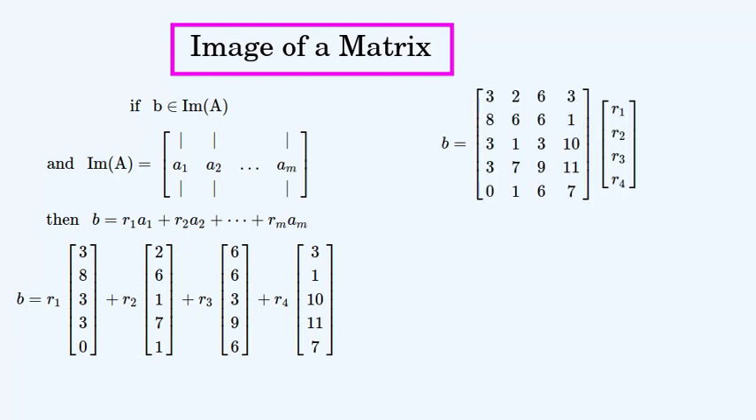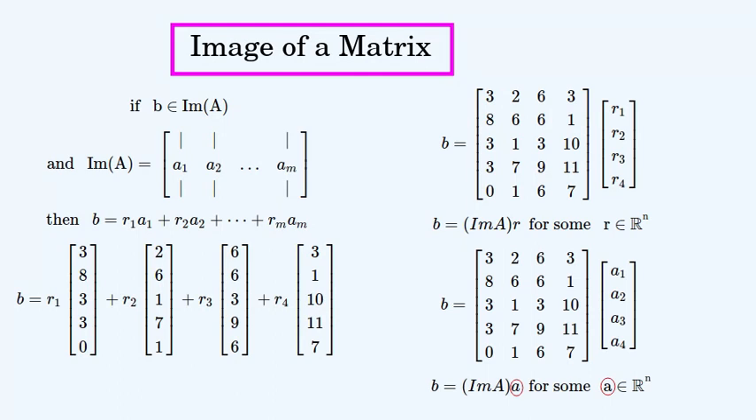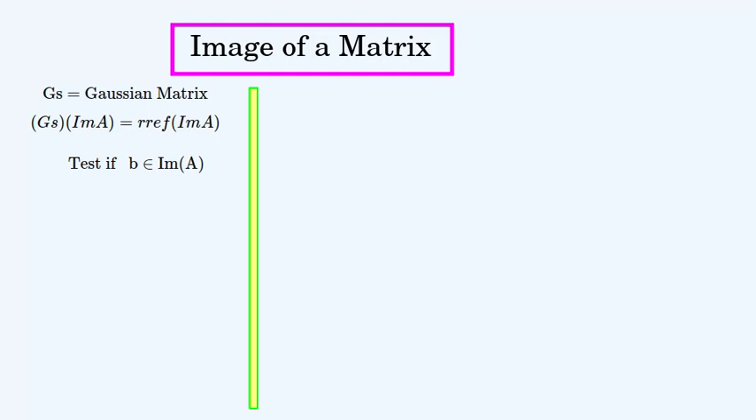We can pack this vector equation up into this matrix equation. We can pack this equation up into this more general form of matrix equation. So B is in the image if a variable R like this exists for B. This is the equation that we'll be working with. So I'll want to change the vector from R to A. This is the equation of the Gaussian matrix. It multiplies on the left to give Im A in reduced row echelon form. We'll see how to use this to test if B is in the image of A.